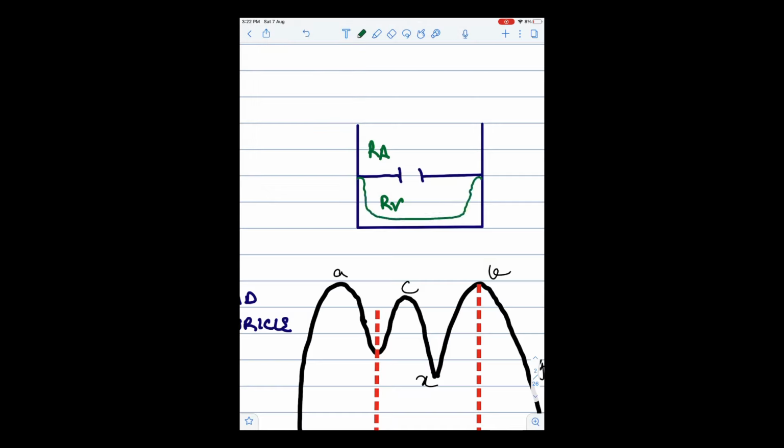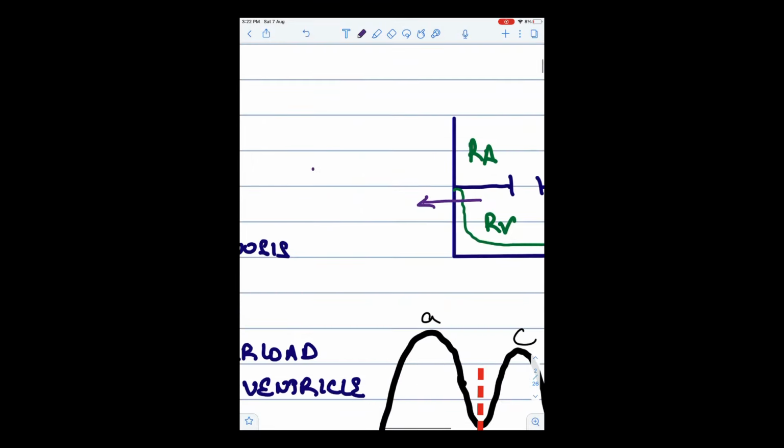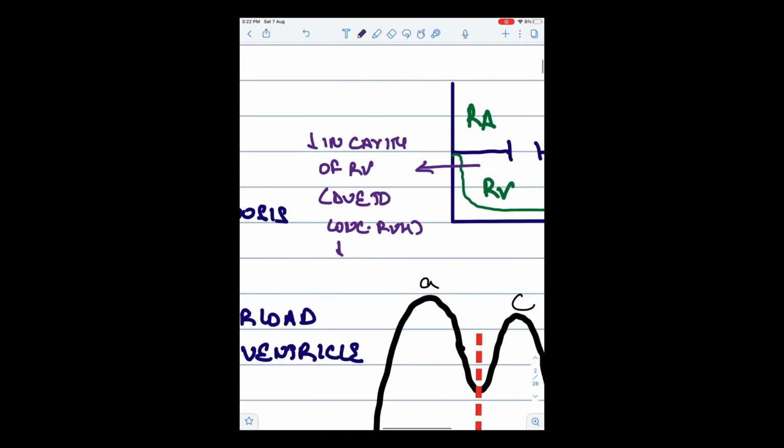In this, there is a concentric hypertrophy of the right ventricle, because of which there is a decrease in the size of the cavity of the right ventricle. Because of the decrease in the cavity of the right ventricle, there is increase in the pressure, which is transmitted to the right atrium, and there are large A waves.